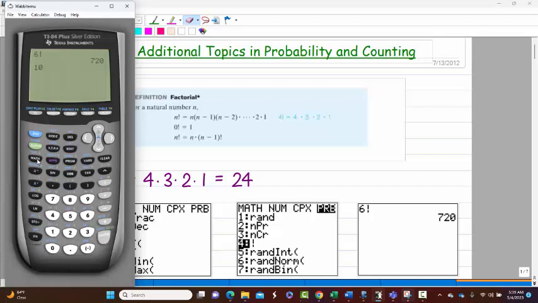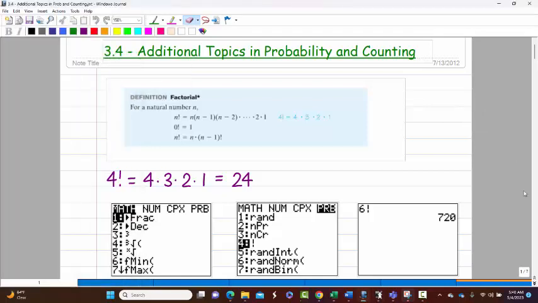So you go 10, math, PRB, enter. So yeah, imagine if you're trying to keep a list of all those. Well, you wouldn't obviously, but if you had to, you'd be getting 3,628,800 ways that 10 people can sit in 10 chairs. It doesn't seem like it'd be near that many, but it is. These can get really big in a hurry.